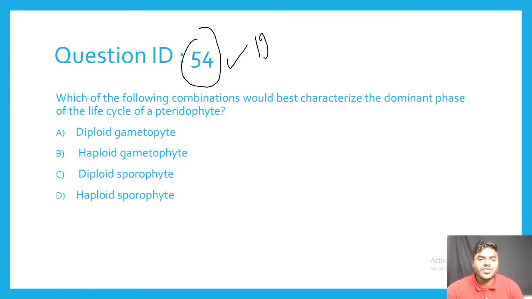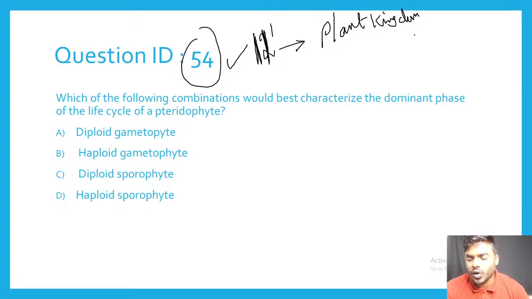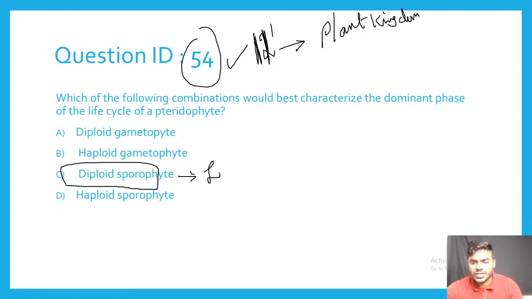Question number 54. Same NCERT. This is from the pteridophytes, which is in the 11th standard. In the 11th standard, there is a plant kingdom chapter, in which bryophytes, pteridophytes, gymnosperms and angiosperms are there. From that we got a direct question on pteridophytes, you people need not even think about it. It's a direct question: which is the diploid sporophyte. To be honest, it is the lines of NCERT. Very straightforward question.